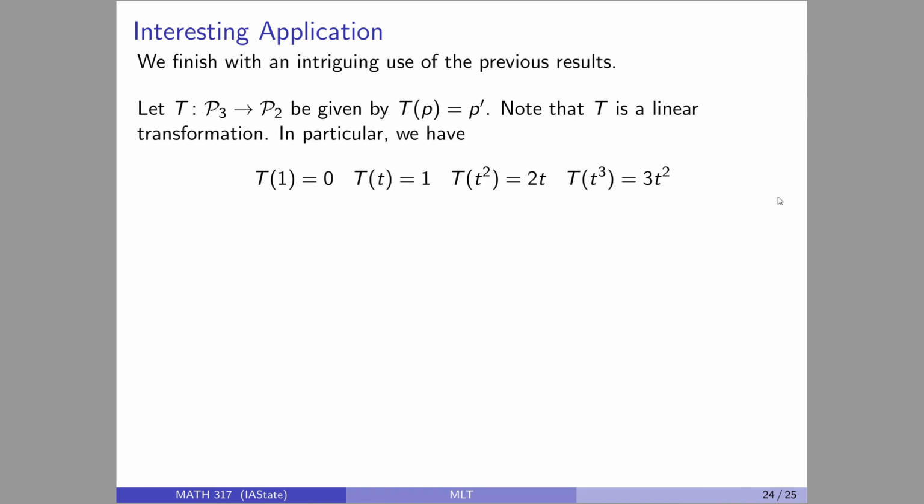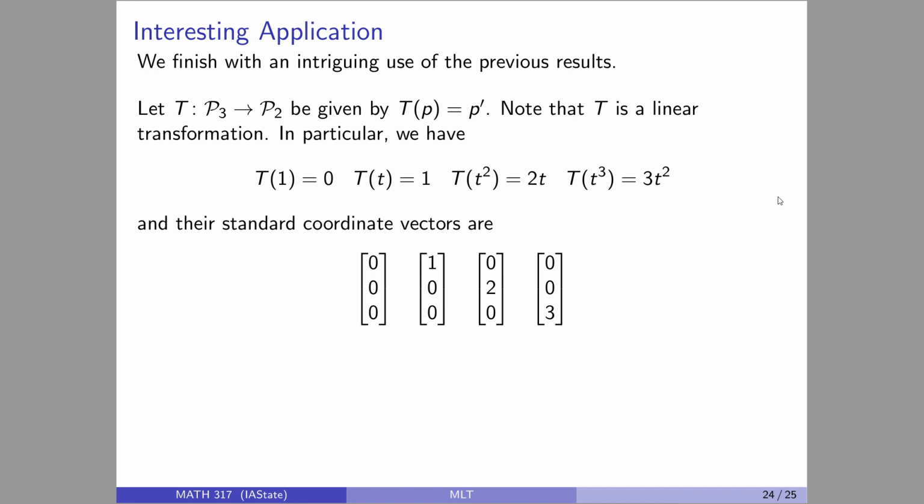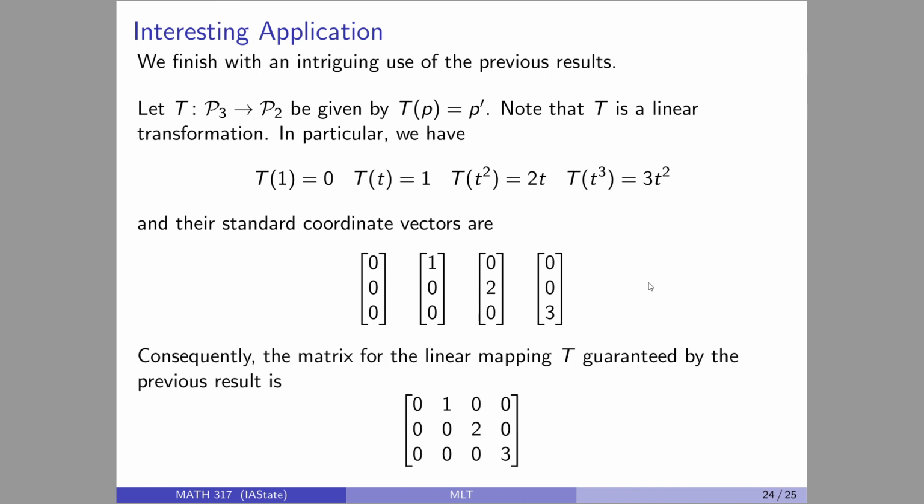If I feed in the basis elements for P3, 1, t, t squared, and t cubed, then I get the following. I get 0, 1, 2t, and 3t squared. The standard coordinate vectors for these are 0, 0, 0, because there's nothing; 1, 0, 0; 0, 2, 0; and 3t squared, so 0, 0, 3. So note that this is a 3 by 4, right? Because I have a mapping going, yeah, 3 by 4, okay, lining up. The matrix formed by slapping them together is the matrix for that linear mapping guaranteed by the previous result.